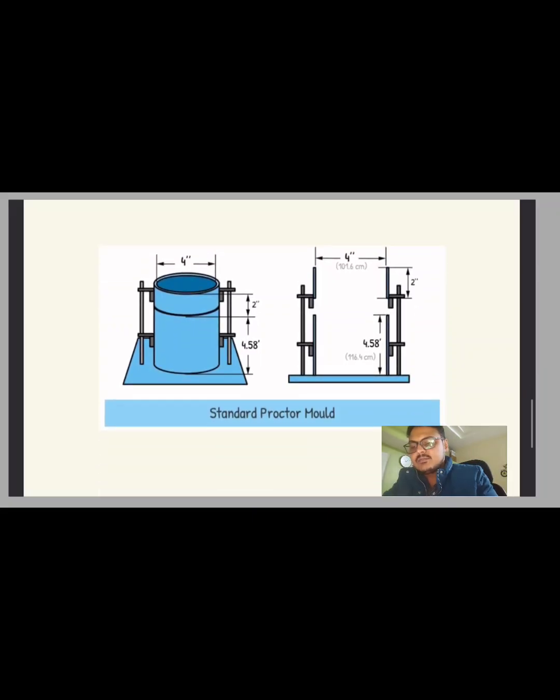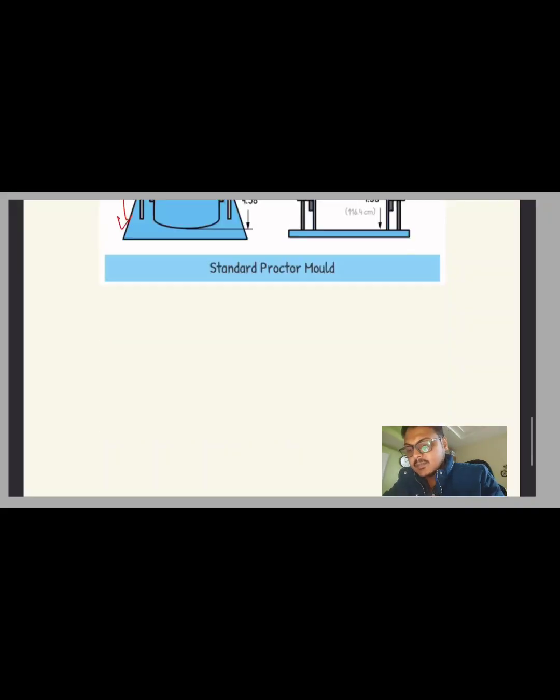The mold we talk about has a diameter of 4 inches, which is listed over here, and the height of the mold, which is the cylinder, is divided into two parts. The top part, which is this, is called the collar of the mold, below which is the actual height of the mold that we generally take for the test, and this portion has a height of 4.58 inches.